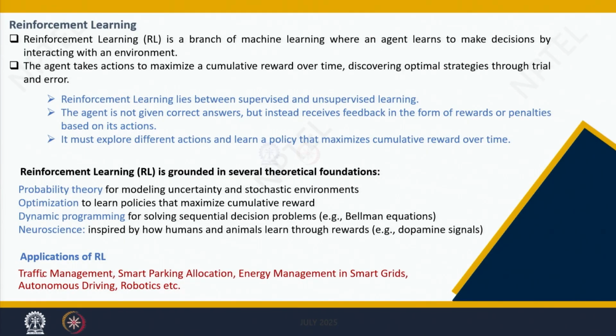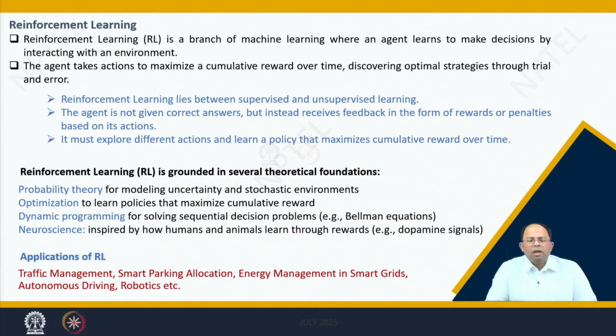So what is reinforcement learning? It is a branch of machine learning where an agent learns to make decisions by interacting with an environment. That means the agent takes decisions on its own and it tries to maximize a cumulative reward. Because of these actions it will get rewards, and not rewards only for that particular step but for all the subsequent steps towards the final goal, and that agent is trying to discover optimal strategies through trial and error to find out which strategy will actually lead to that kind of reward.